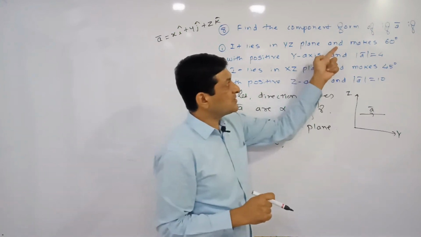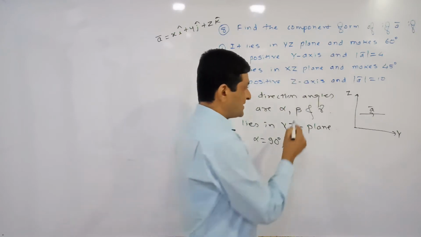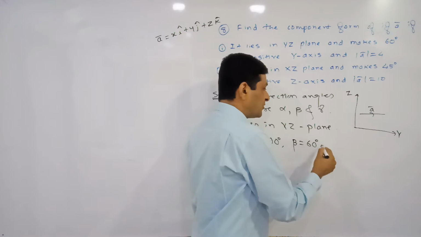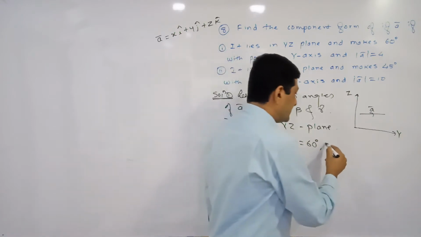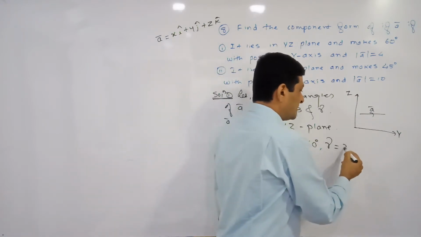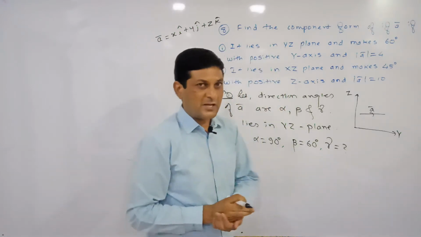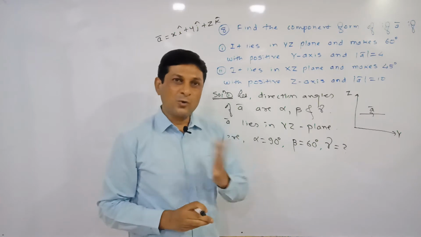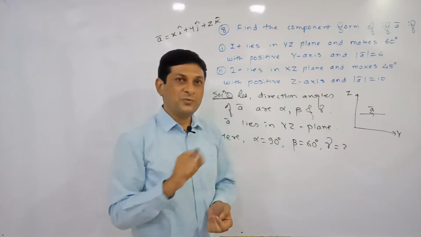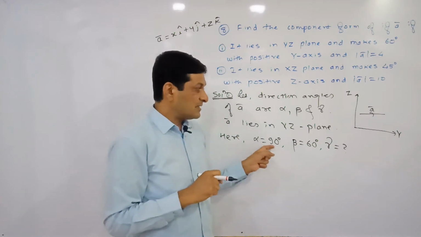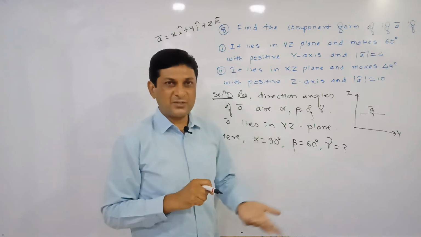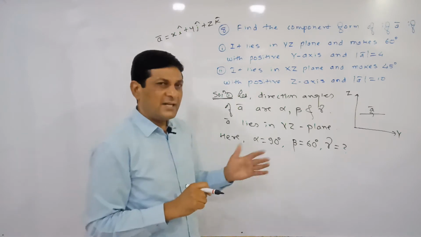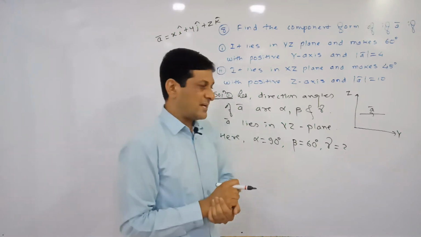Again it is given to us that it makes an angle of 60 degree with y axis. The angle made with y axis we have denoted by beta, and beta is equal to 60 degree, and gamma is not given here, we have to find the value of gamma. Once the values of alpha, beta and gamma are known to us, we are able to find the unit vector along A bar. These are direction angles. Once direction angles are known, we are able to find direction cosines, and later on we will decide how to make use of direction cosines.